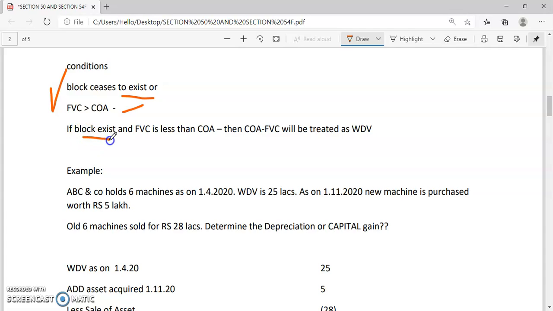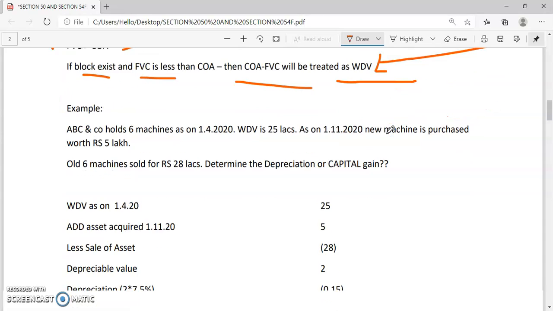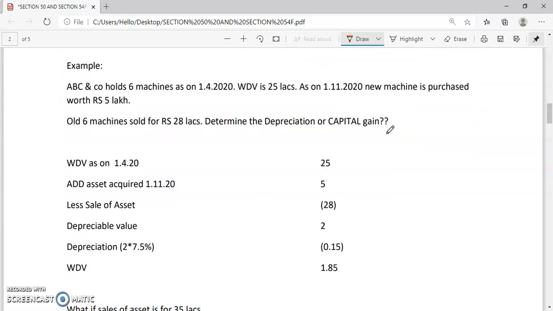If a block exists, that is the full value of consideration is less than the cost of asset, then the cost of asset minus the full value of consideration will be treated as the WDV, and on this WDV depreciation can be claimed. Now we will understand this with the help of one example.